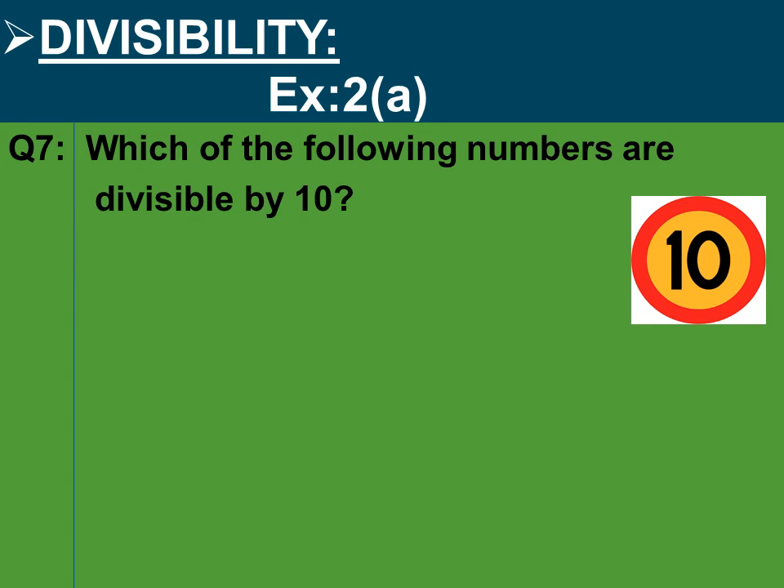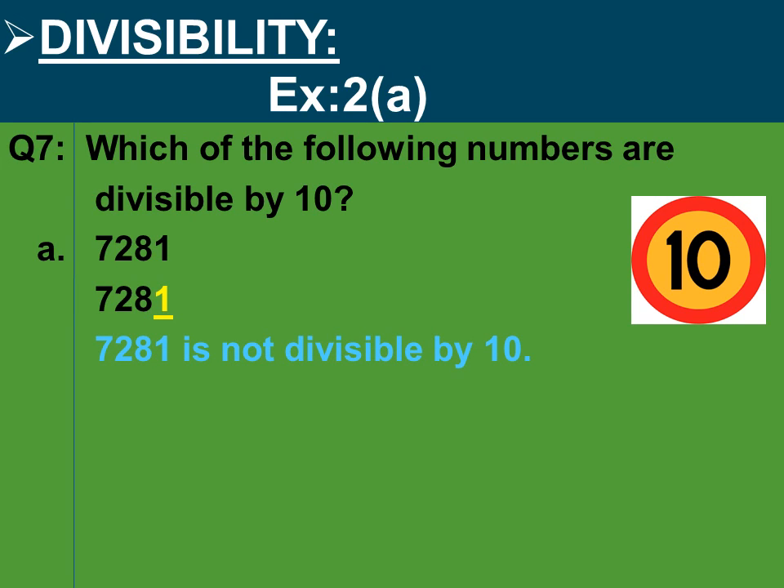Now dear students, question number 7, exercise 2A. Question is that which of the following numbers are divisible by 10? Now let's start part A. Dear students, in part A we have a 4 digit number and we will check the divisibility of this given number for 10. What we will do, we will check the digit at its ones place or unit place or the last digit of the given number. Dear students, we can see that the last digit of this given number is 1. So we can say that the whole number is not divisible by 10.